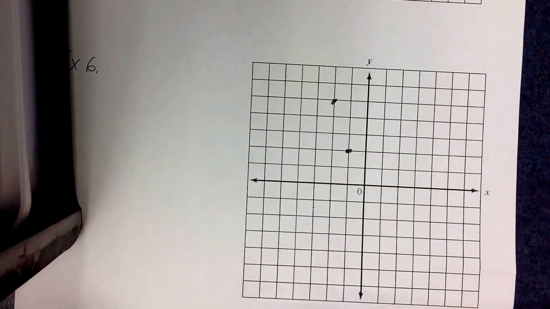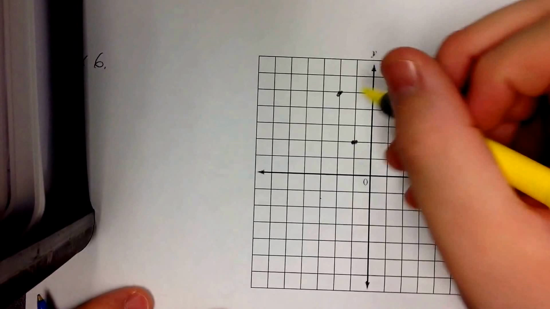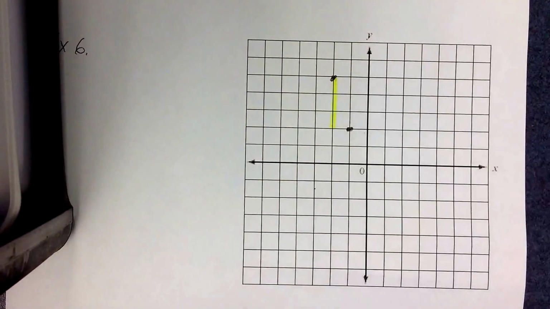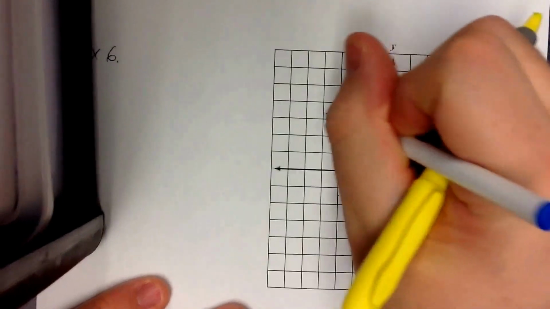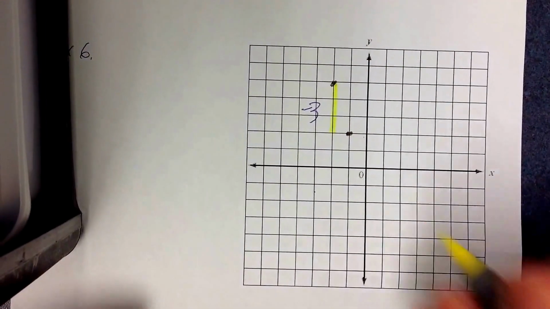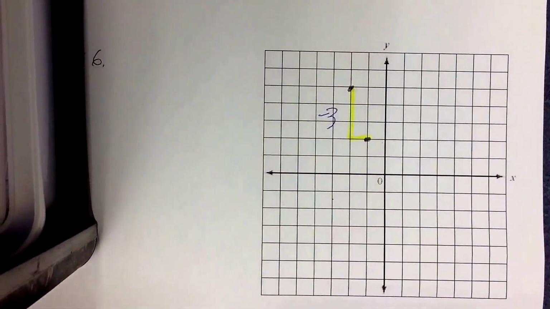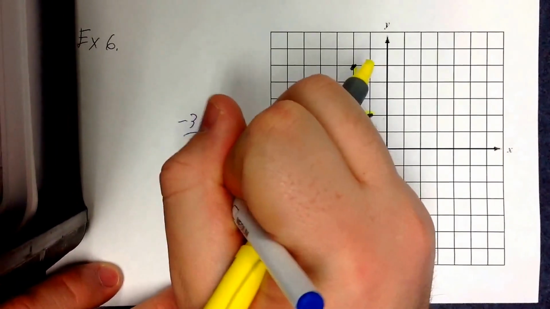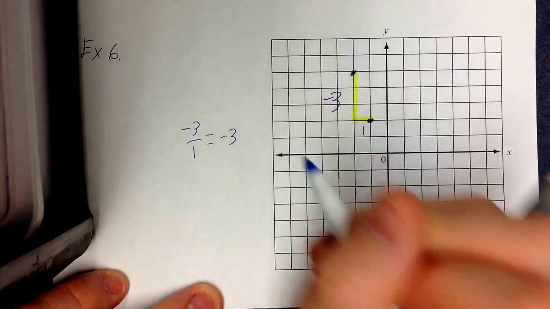Okay, last example here. Again, start with the point on the left. So I go down 1, 2, 3. Again, since I went down, it's -3. And then I go to the right 1. So that's +1. So -3/1 is -3.